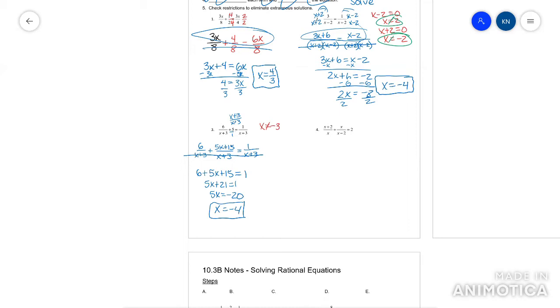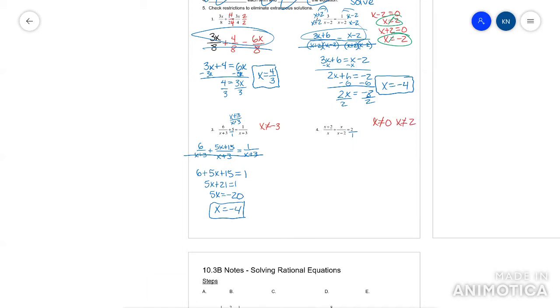Okay, the next one. This, first of all, look at the 2 and make it over 1, and go get your restricted values. So that would be x equals 0 and x equals 2. Those are your restricted values. So x cannot be 0 and x cannot be 2.